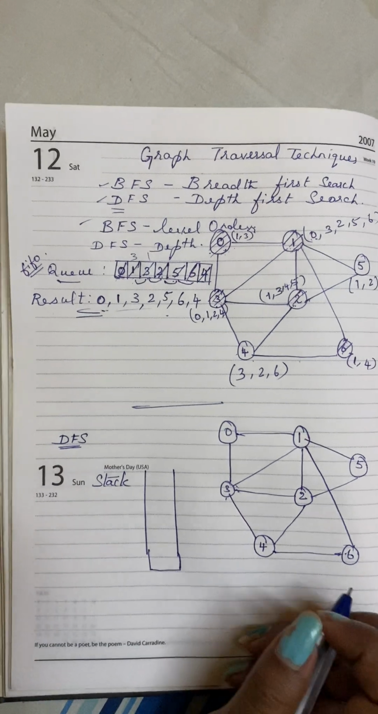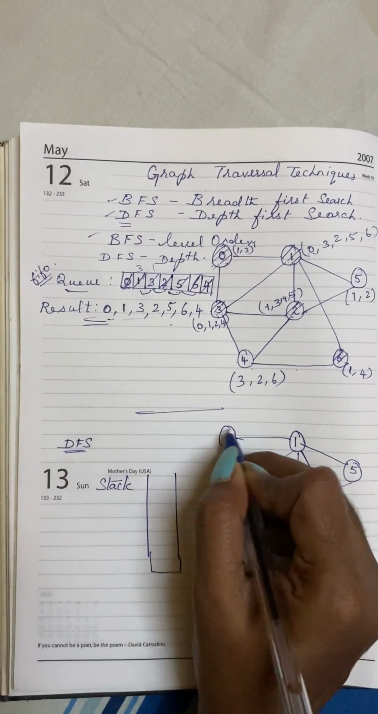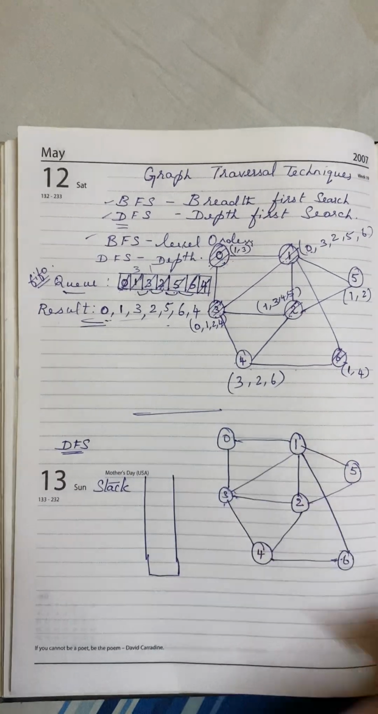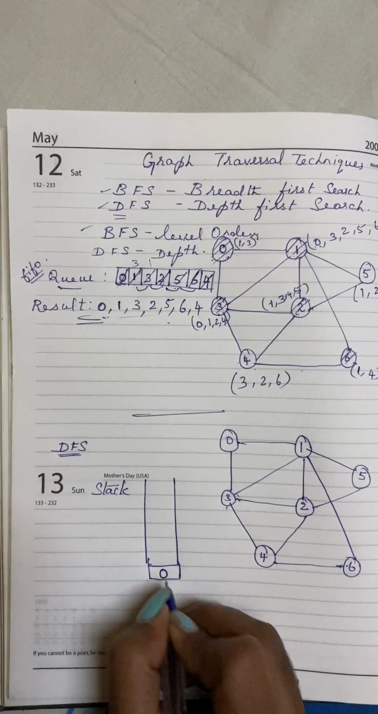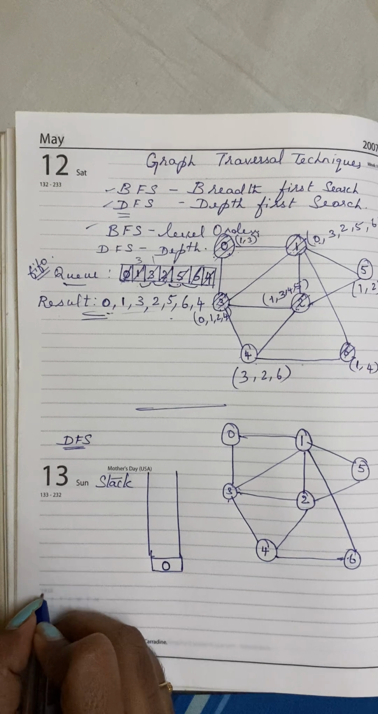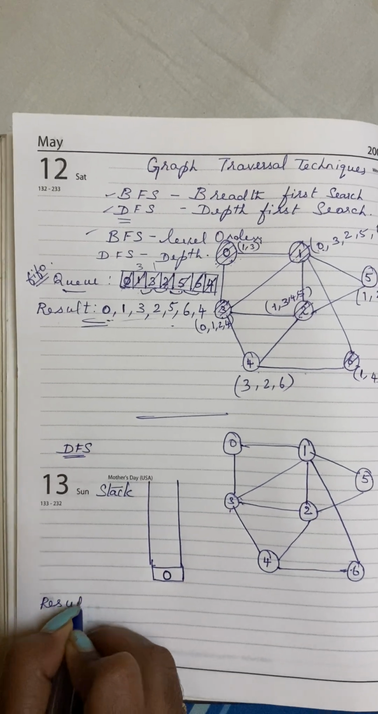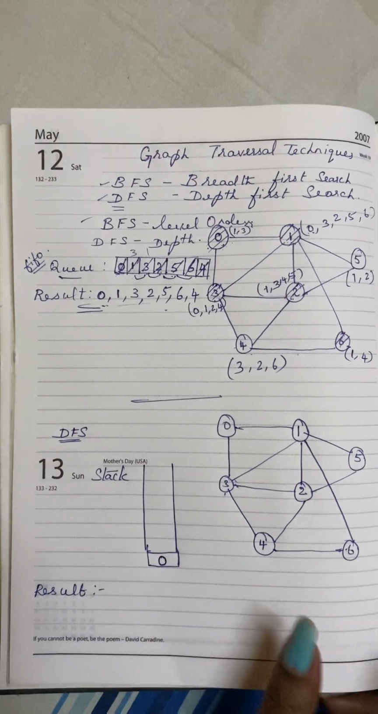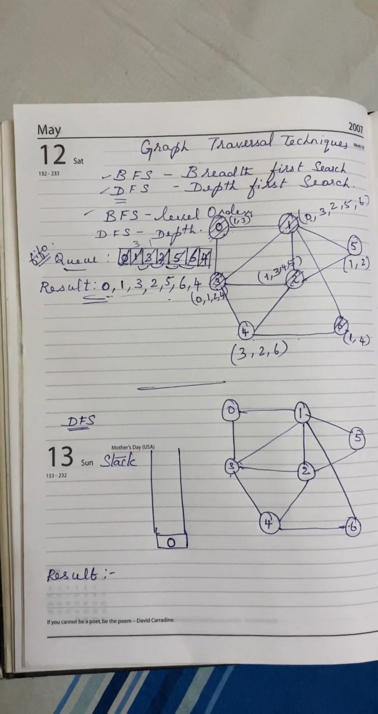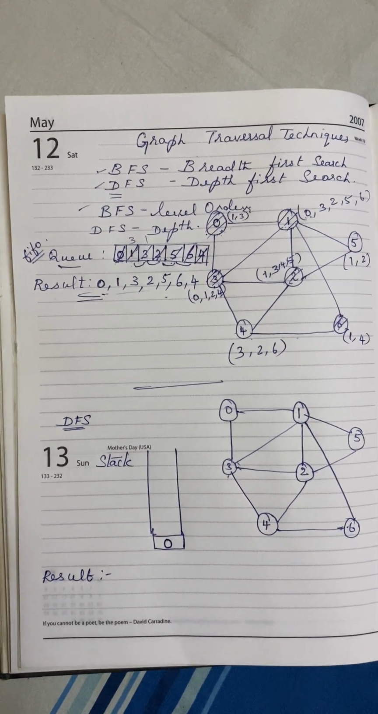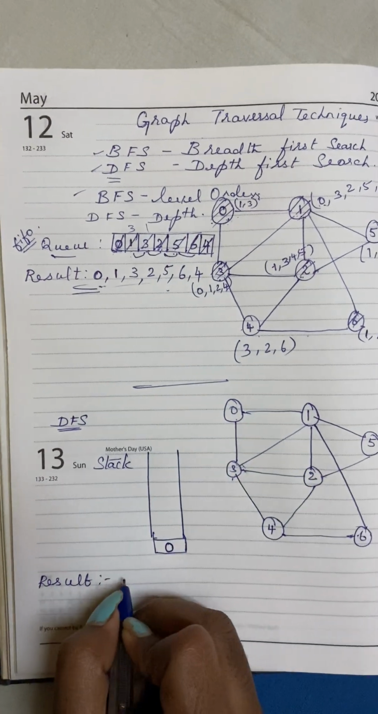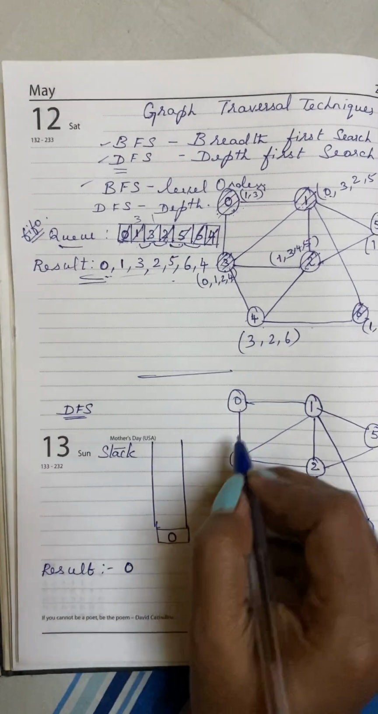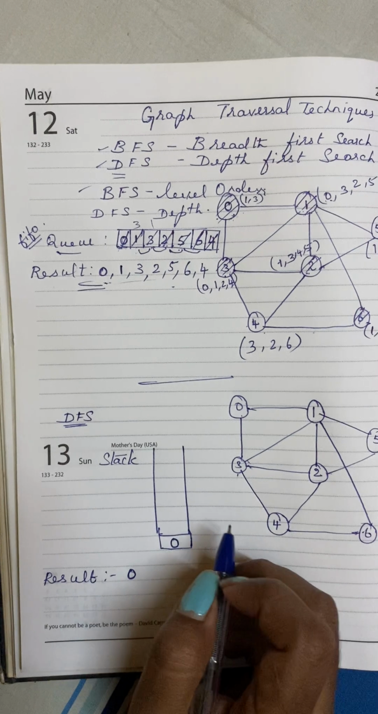So same, I take 0 as my root. I am choosing this as my root. So first, initially I am pushing 0 into the stack. Here you can have a result of how we are popping out the terms. So you have 0. First you are visiting 0. Right, first we are visiting 0. So you have inserted it into the stack.